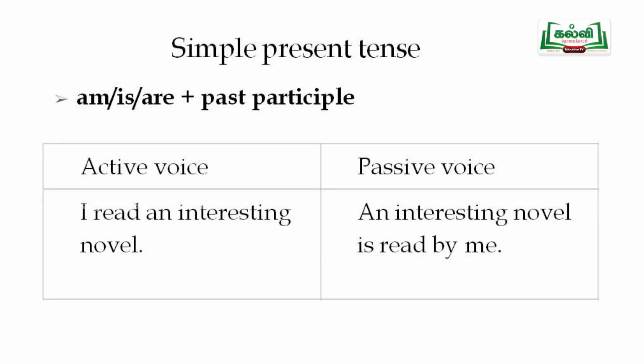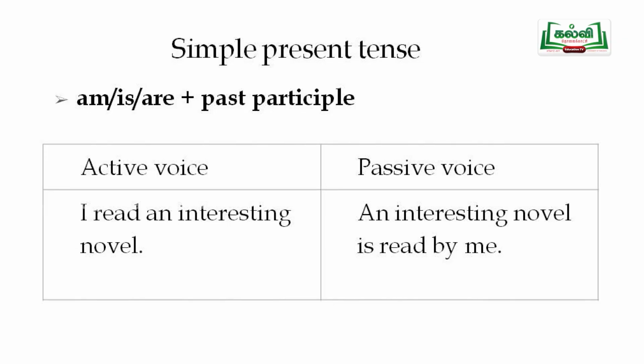An interesting novel. This is a simple present tense, so you have to use the be word is. The verb is read, and the third form of the verb read is read. You have to add read there and you have to add the word by. The pronoun I should be changed into me. So the answer is, an interesting novel is read by me.